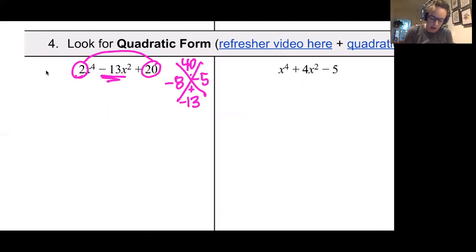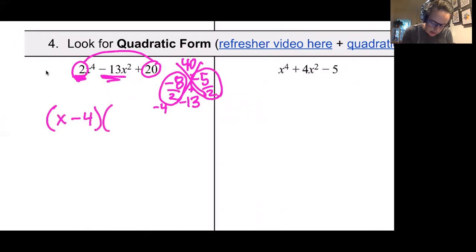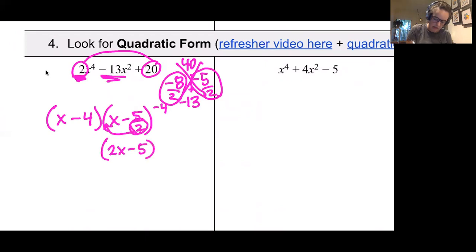Okay. Since I multiplied times 2, I also have to divide that 2 back out. Right? So in this term here, that's going to give me negative 4. And this term does not simplify. So I would have x minus 4 and x minus 5 halves. I don't want to have 5 halves there, so I'm going to take this 2 and move it out front here. So I have 2x minus 5 and x minus 4. That would be how we would do it when there are 3 terms.